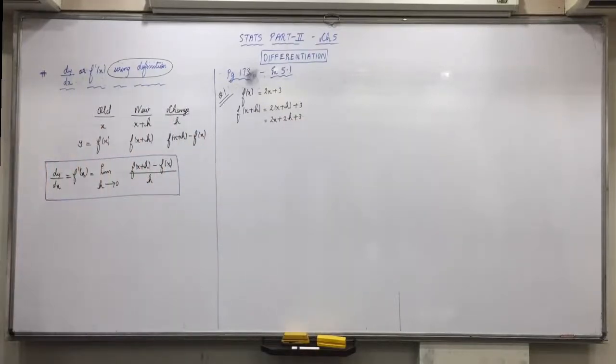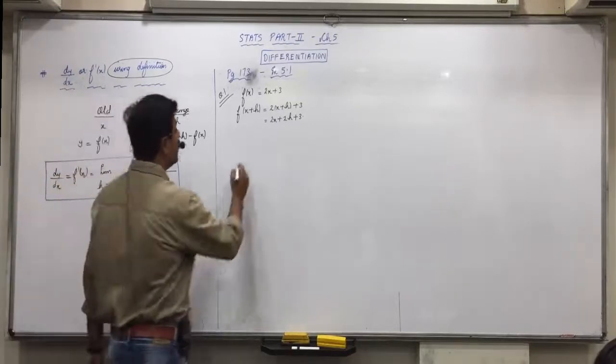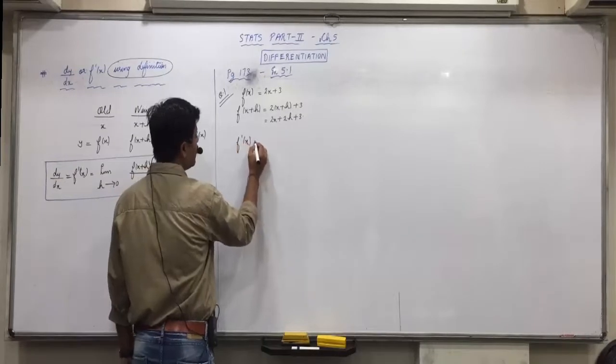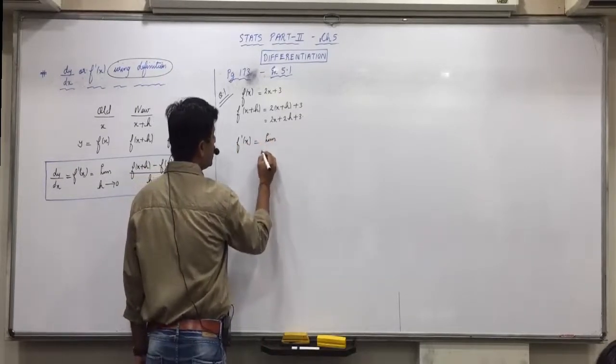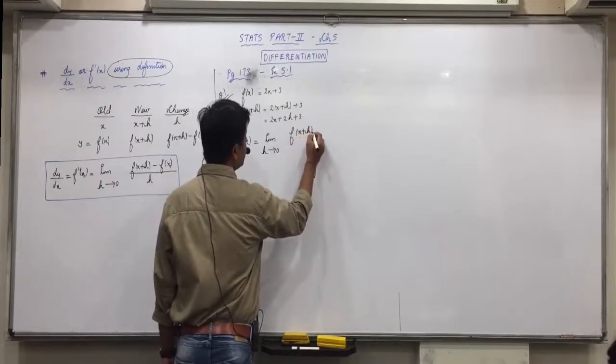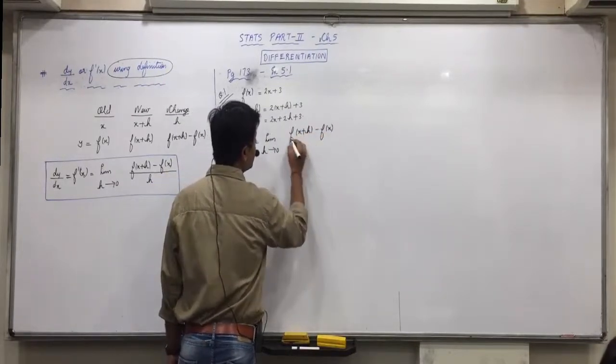Did you understand this? When to substitute x plus h equals t: if it was given x raised to 5, or the 7th root of x, where the power is required, only then do we convert it into t. Is everyone clear with this? Now, we need to find f dash x. So, limit h tends to 0, f(x plus h) minus f(x) upon h.